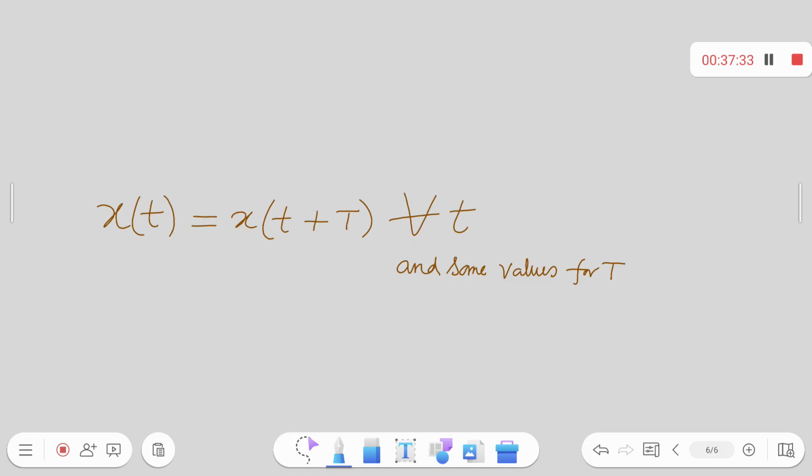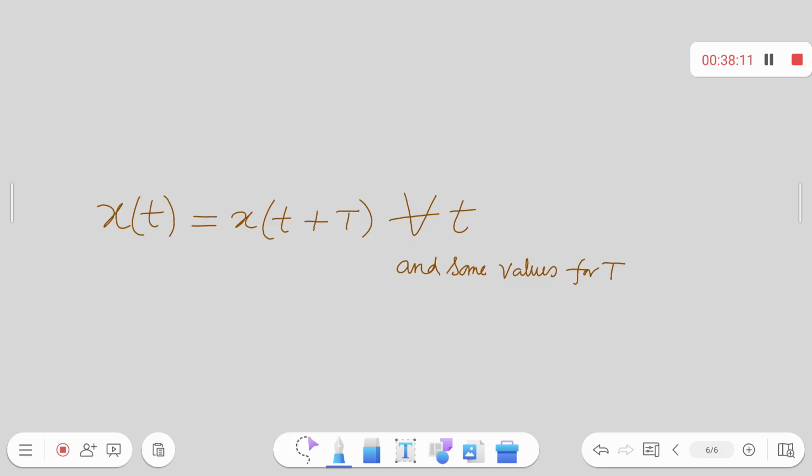You know Ohm's law, but there are some preconditions for Ohm's law. You have Charles' law, Boyle's law. So there are some preconditions, and the condition has to be mentioned properly. Here also, I cannot just say x of t is equal to x of t plus capital T and leave it at this particular point, and say the signal is a periodic signal, because that doesn't have any sense. You have to complete the sentence: x of t is equal to x of t plus capital T for all small t, and for some values of capital T.